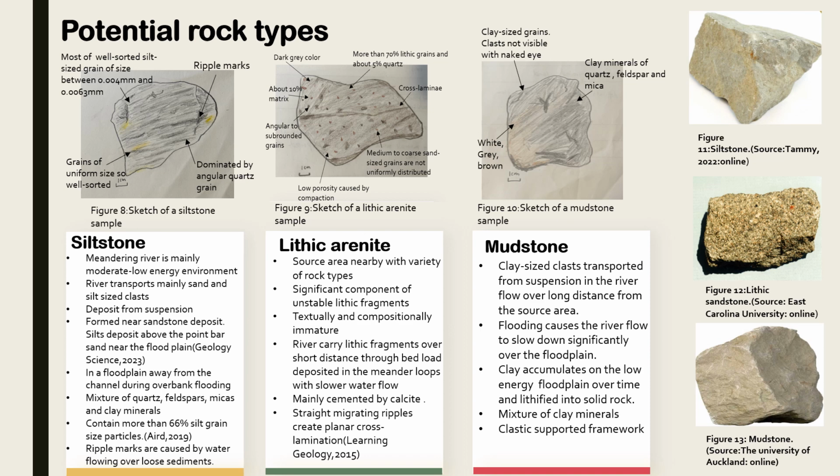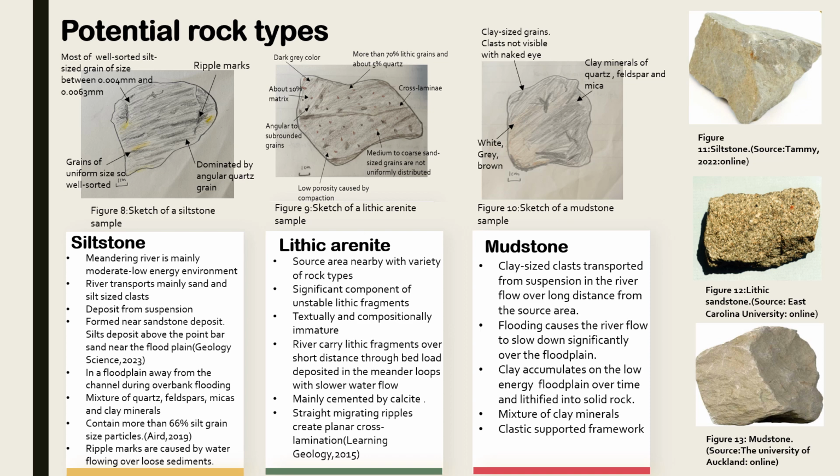So the main rock types in these locations are siltstone, lithic arenite, and mudstone. Figure 8 to Figure 10 show detailed sketches of the rock samples with annotation. The silts are deposited from suspension carried by the river, and the siltstone is formed near sandstone deposits, as the silts deposit above the point bar sand near the floodplain. The silts can also form in the floodplain away from the channel during overbank flooding.